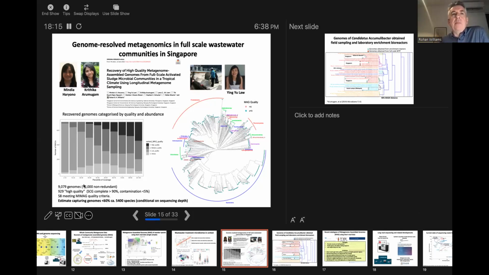When we compare that to the number of genomes we capture, we estimate we can capture about 60% of the community with this genome-resolved analysis. And we estimate that's consistent with roughly 5,500 species in this community. So it's a very, very complex sample. That's over an order of magnitude higher than the complexity of the human gut microbiome.